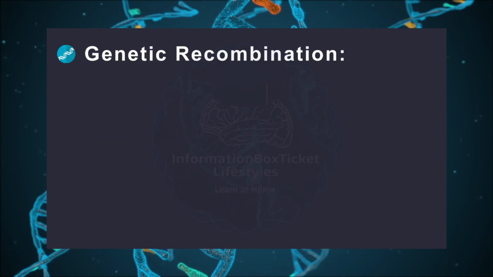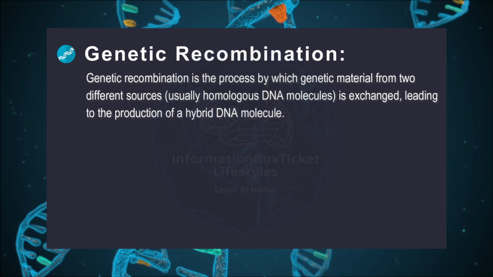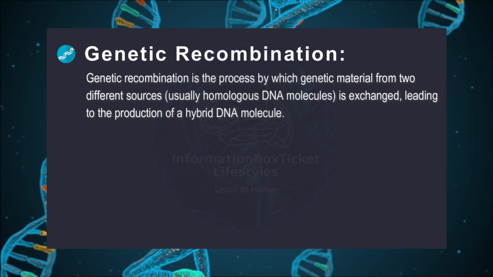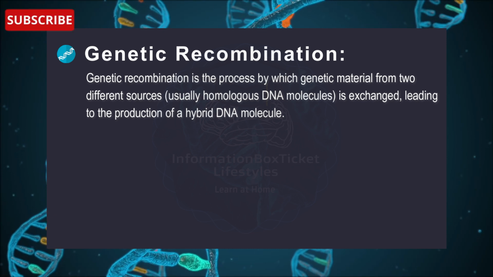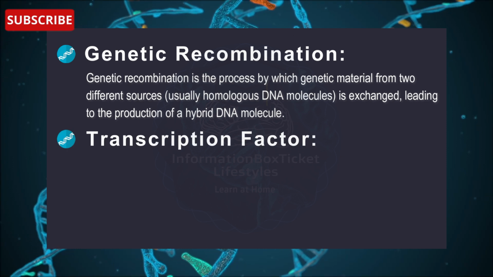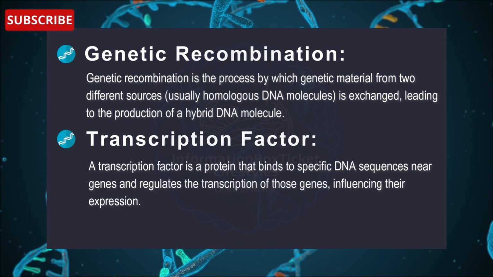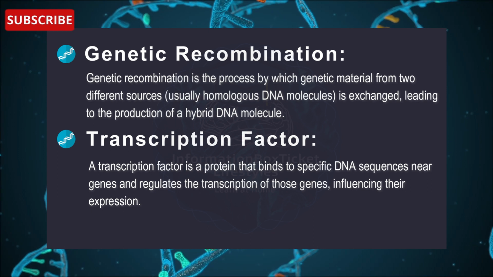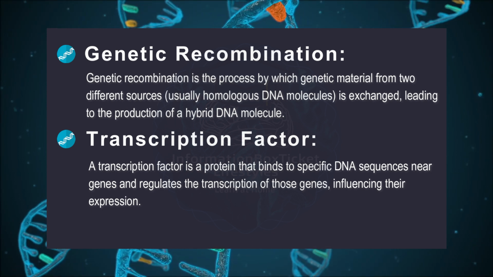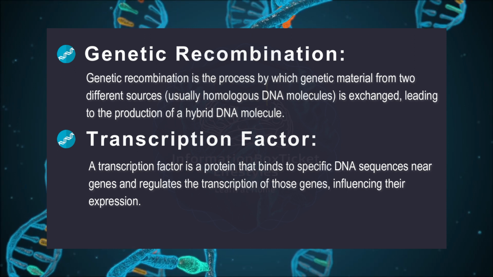Genetic recombination. It is a process by which genetic material from two different sources, usually homologous DNA molecules, is exchanged, leading to the production of a hybrid DNA molecule. Transcription factor. A transcription factor is a protein that binds to specific DNA sequences near genes and regulates the transcription of those genes, influencing their expression.